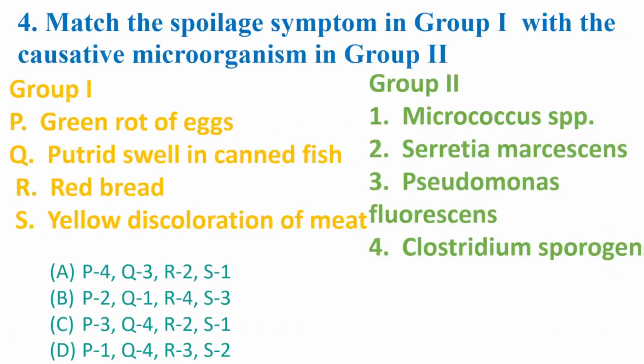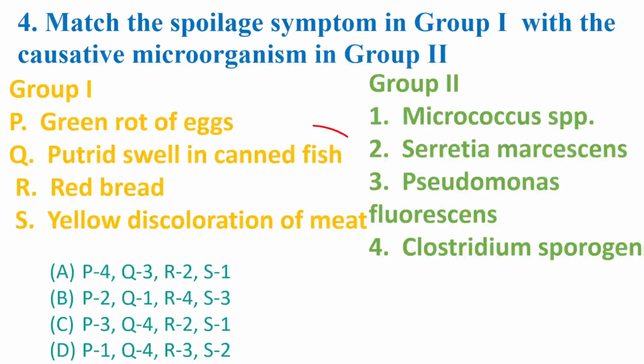Match the symptoms in group 1 with the causative microorganisms in group 2. So green rods of egg. Green rods of egg is due to Pseudomonas fluorescens. So P will go with option number 3.